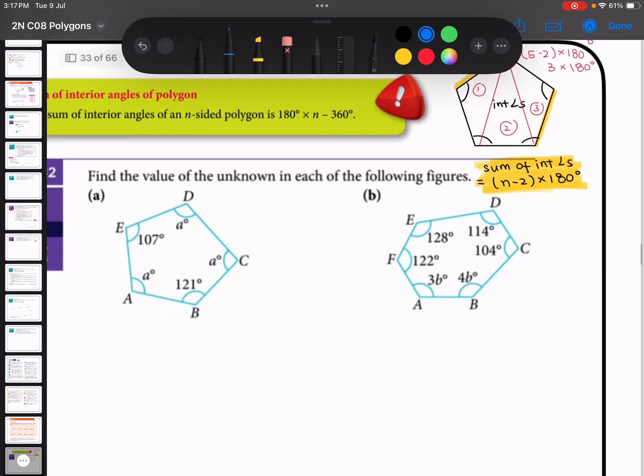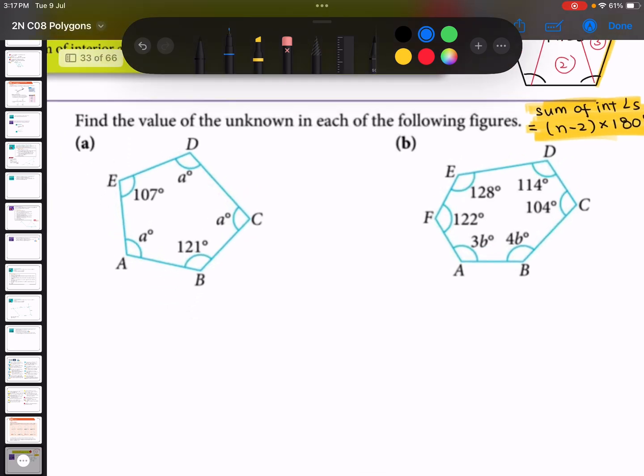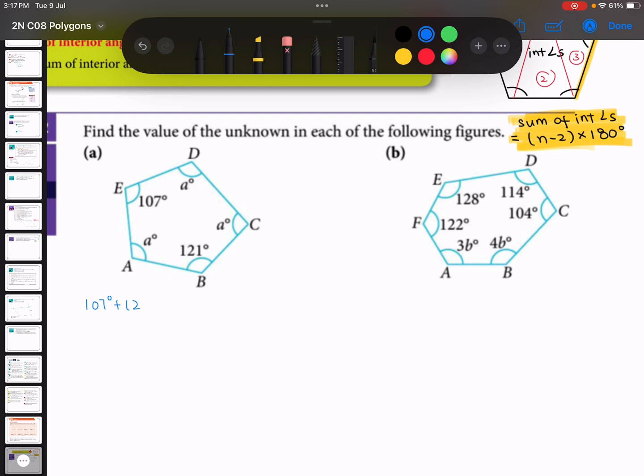So now look at this. First, I need you to decide how many sides. Must count. Let me grab my calculator. All the angles inside the polygon will add up to n minus 2 times 180. So let's add them all first. 107, 121, 3a. N is 5: 1, 2, 3, 4, 5. This is a pentagon. So 5 minus 2 times 180 degrees. The adding gives 228. 3 times 180 is 540.